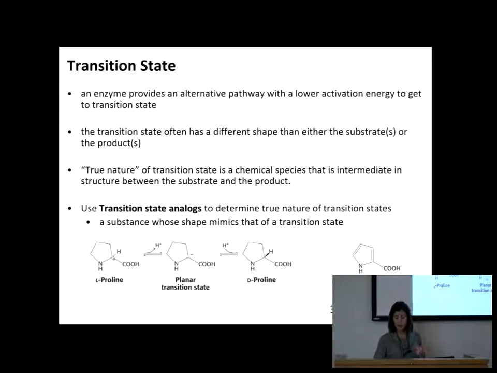So here's a reaction that is catalyzed by an enzyme: the conversion from L-proline to D-proline. So we're going from one stereoisomer to another. And in that mechanism, we think that the transition state is a planar, negatively charged carbon. So it would be a planar molecule.